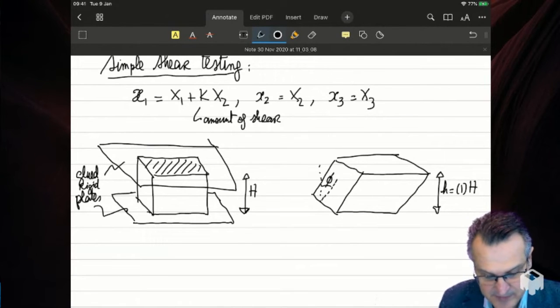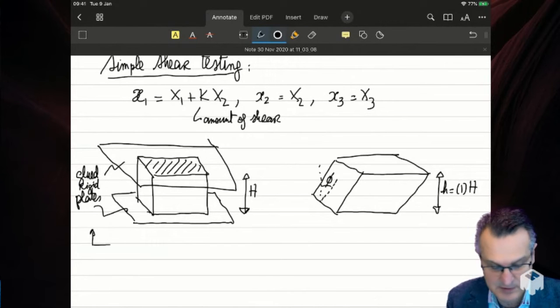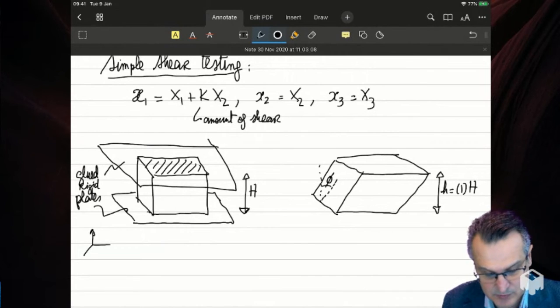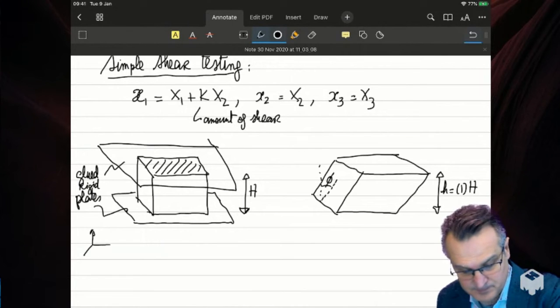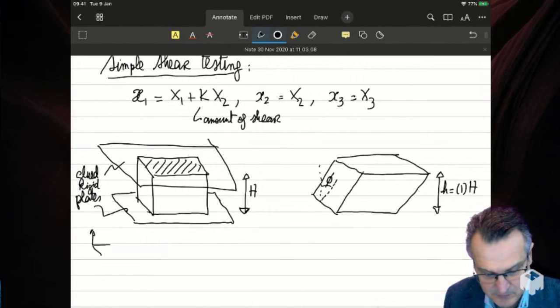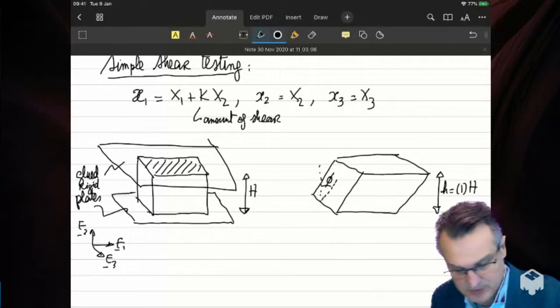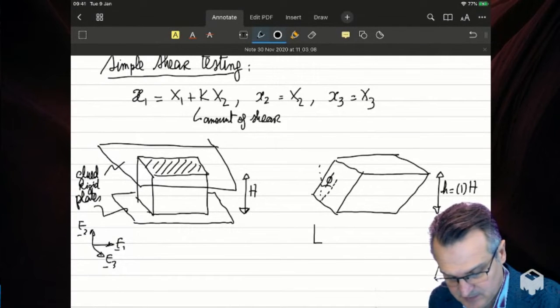And then if you have this coordinate system in the reference configuration, now you have this coordinate system in the current configuration.